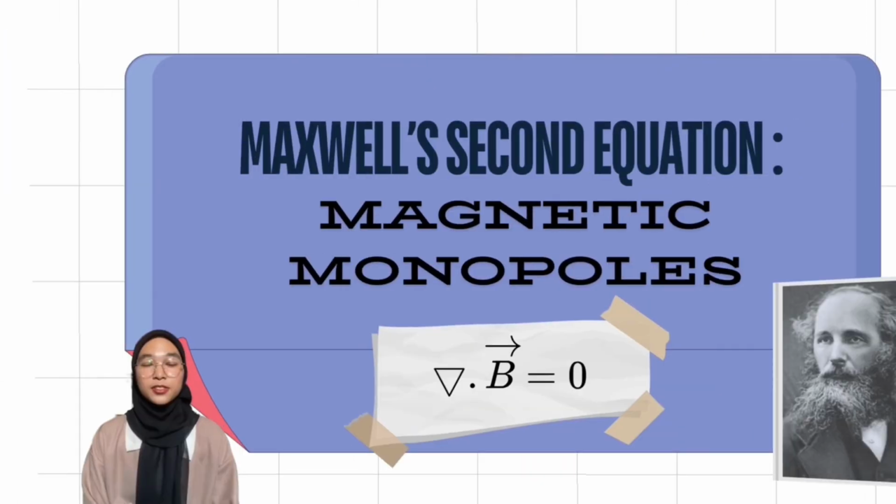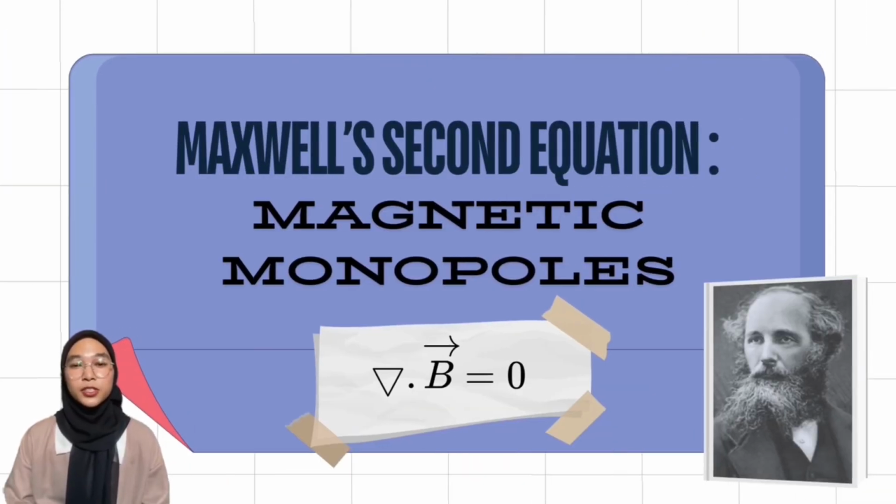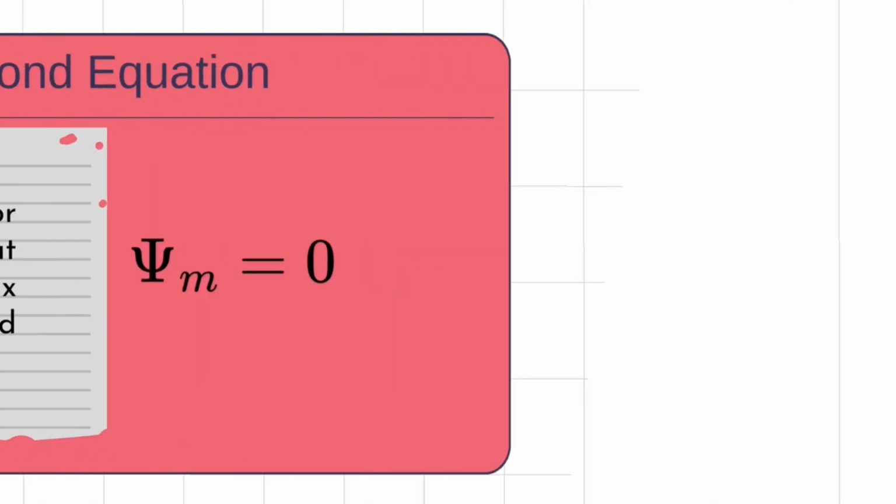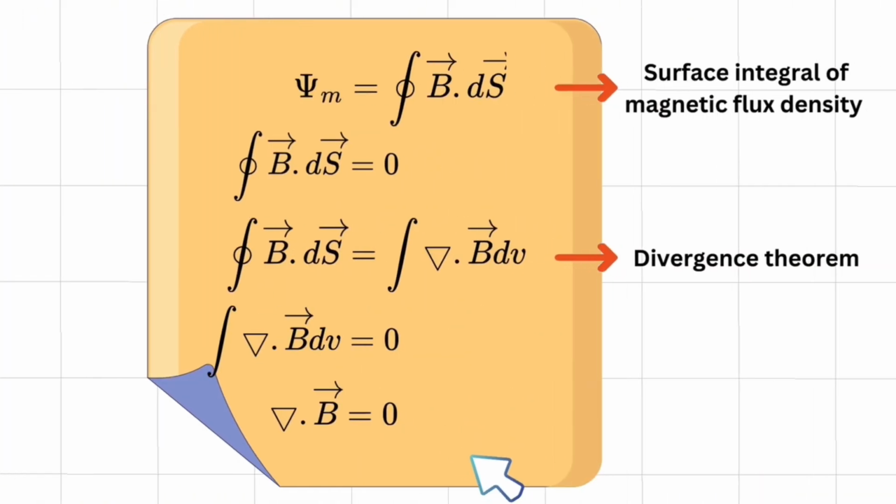Next, Maxwell's second equation states that the divergence of magnetic field is equal to zero, which is related to magnetic monopoles. Maxwell's second equation is based on Gauss law for magnetism, which states that the net magnetic flux through any closed surface is zero. Magnetic flux is equal to the surface integral of magnetic flux density. Therefore, by using the divergence theorem, we can prove that the divergence of B is equal to zero.